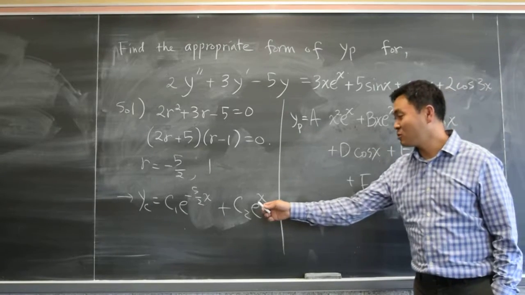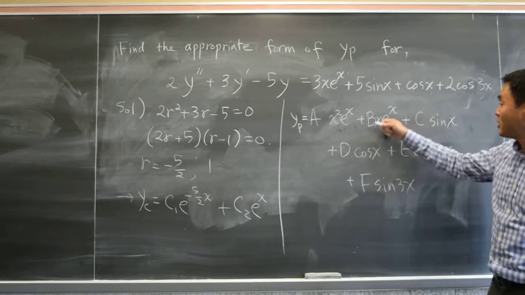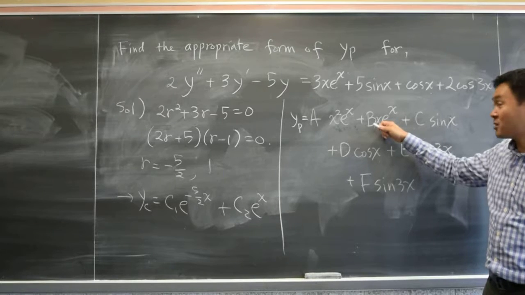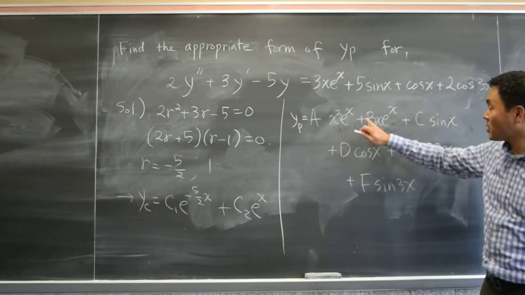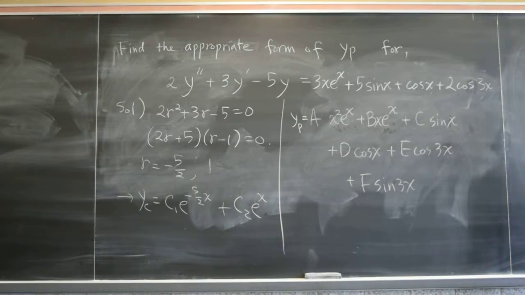Okay, so when you see a duplication, multiply by x in order to avoid the duplication. But if multiplying by x produces another thing that's duplicated here, then you should do that. Okay, so that's very important.